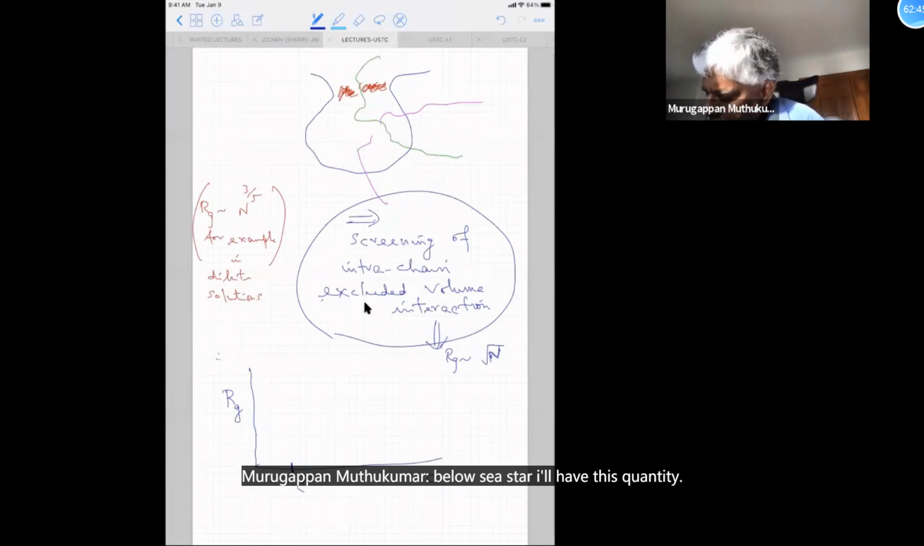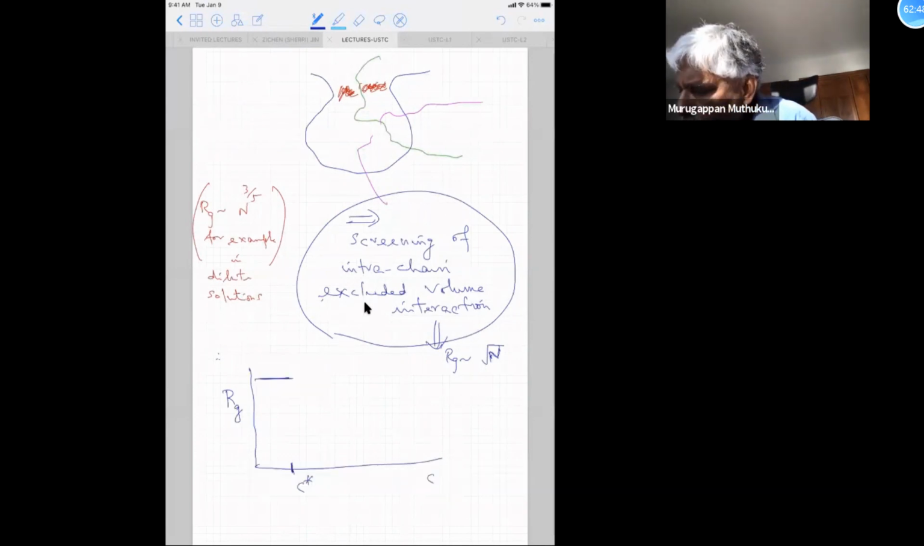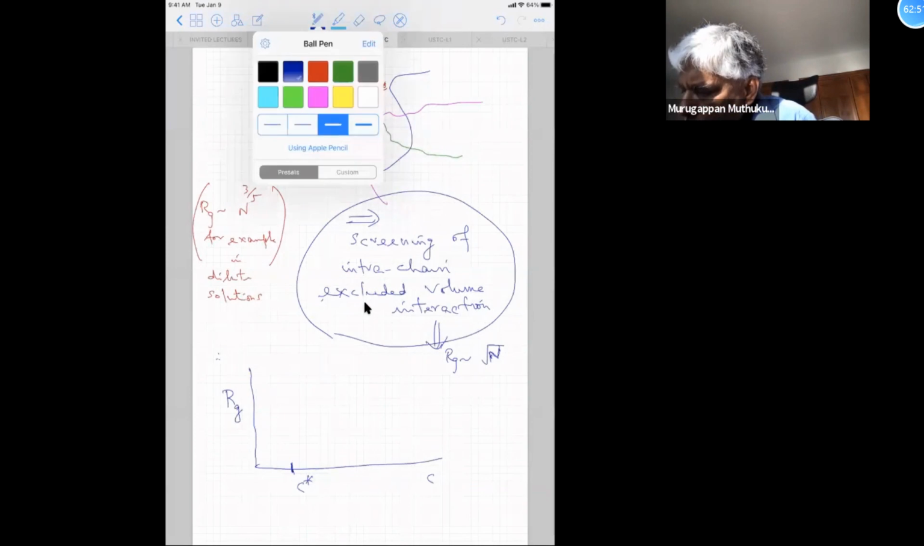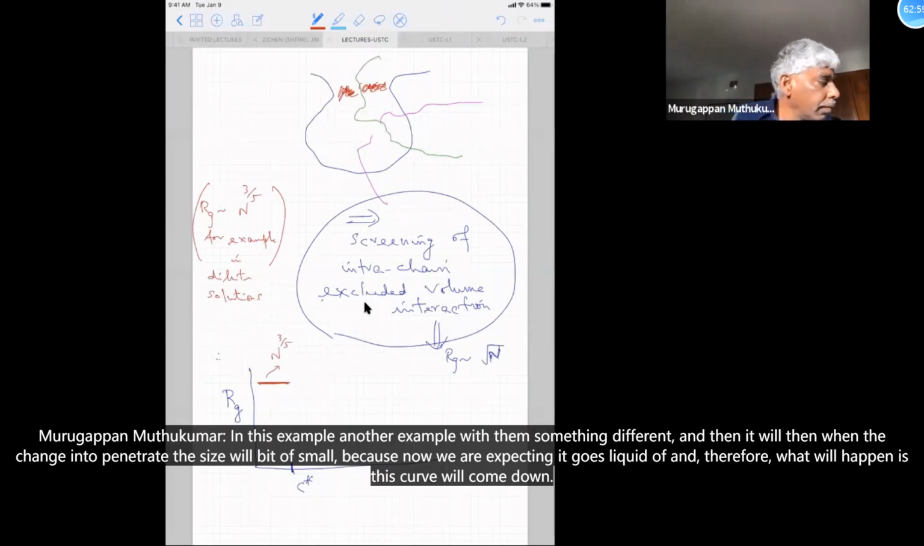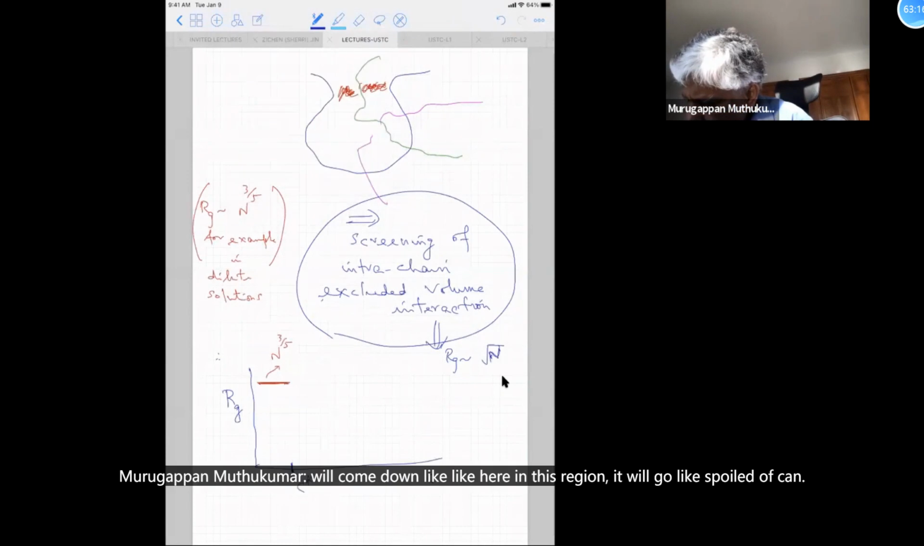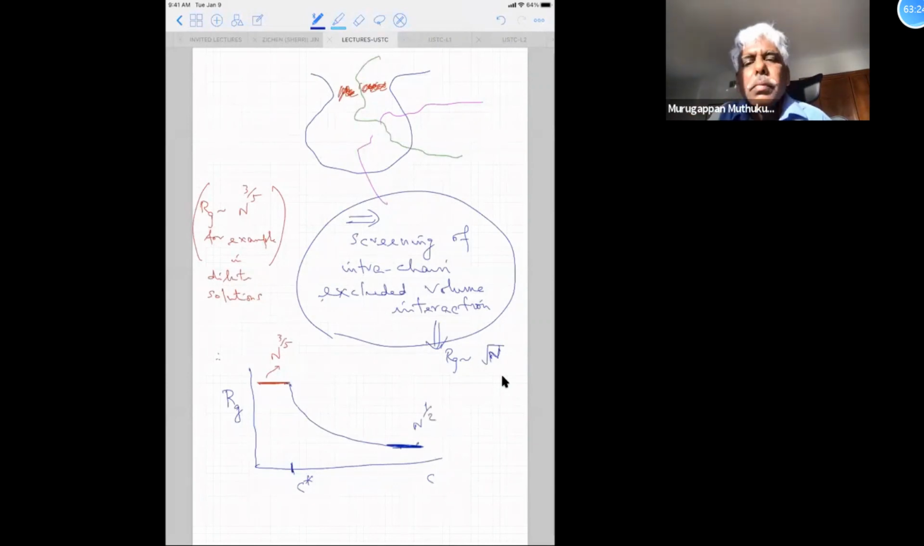Below C star, I'll have this quantity, where this goes like n to the 3/5 in this example. In another example, it will become something different. And then when the chains interpenetrate, the size will become small because now we are expecting it goes like square root of n. Therefore, this curve will come down. It will come down in this region, going like square root of n. This is what we would expect.